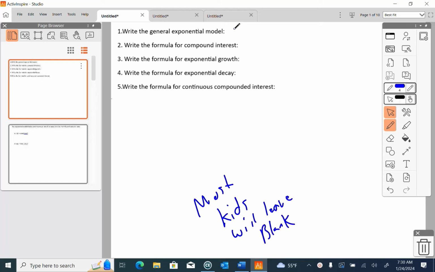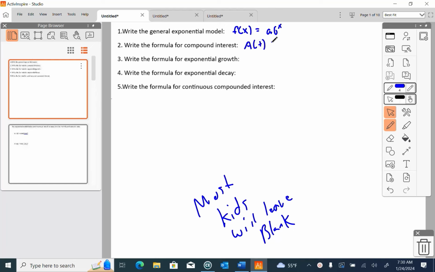General exponential model, f of x, or whatever you want to call it, is a b to the x. Compound interest formula is going to be that the amount after time passes is the principal times 1 plus r over n with an exponent of nt.